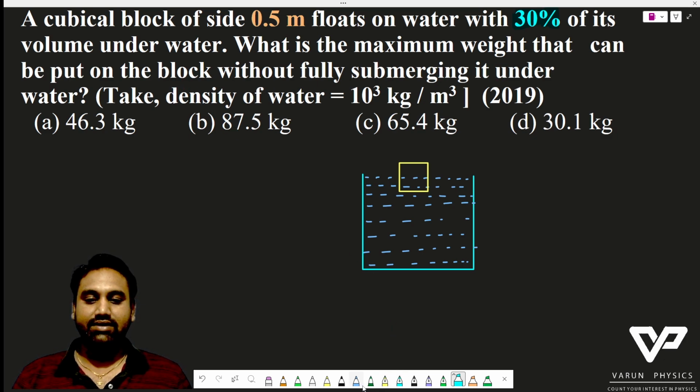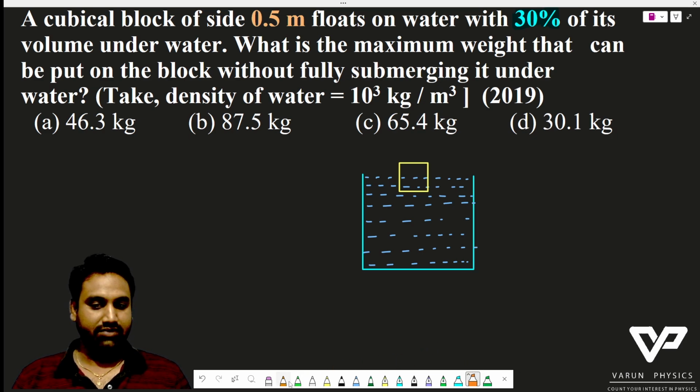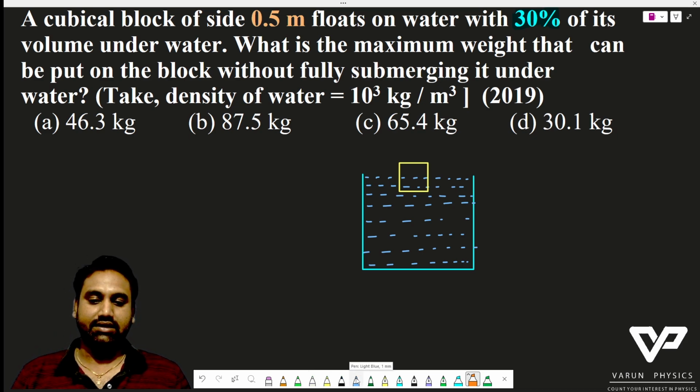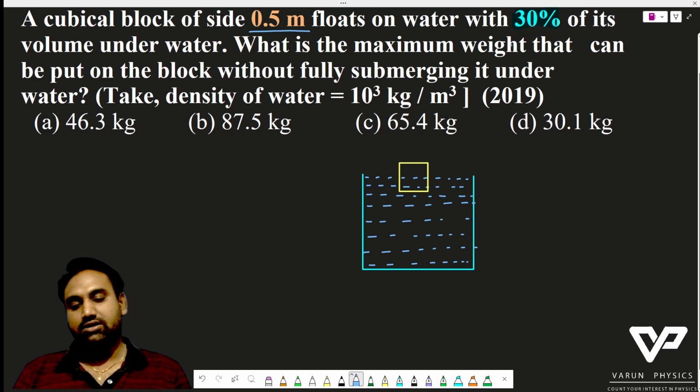So the maximum weight that can be put on the block so that it can fully submerge into the water. What is the maximum thing we can put on it so that it will be fully submerged? Fully submerged, it should not sink. It only completes the things like that. Here the block side is 0.5. It is initially 30% submerged. So let us check with the things.